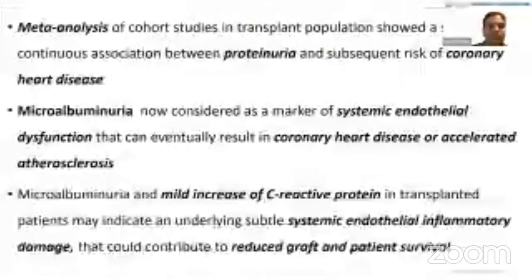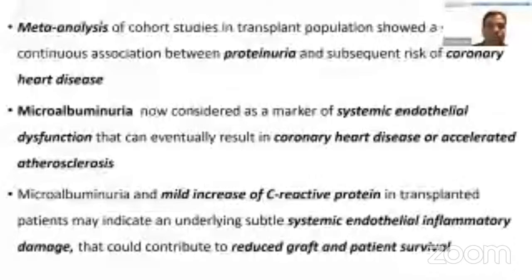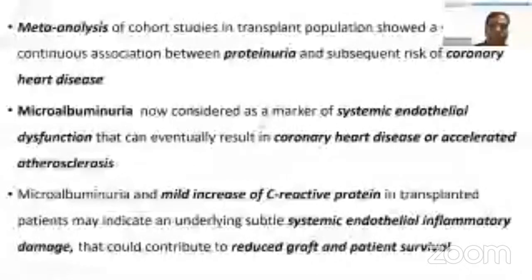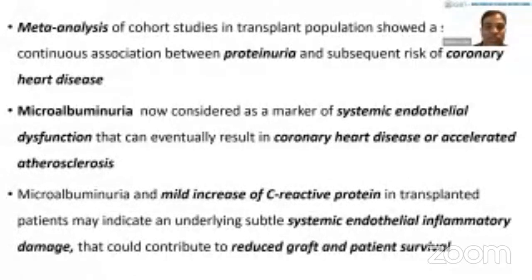biopsy findings. The other meta-analysis of cohort studies shows a strong continuous association between the proteinuria and the subsequent risk of coronary heart disease, and especially microalbuminuria is now considered a marker of systemic endothelial dysfunction that can eventually result in coronary heart disease or accelerated atherosclerosis. And again, microalbuminuria and a mild increase in C-reactive protein in the transplanted patients may indicate an underlying systemic endothelial damage that is contributing to reduced graft and patient survival. So both microalbuminuria and increased C-reactive protein are causing reduced graft and patient survival.